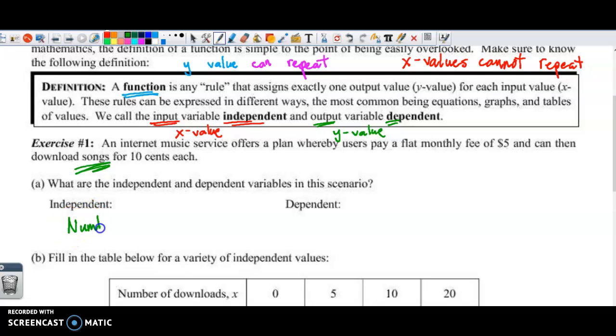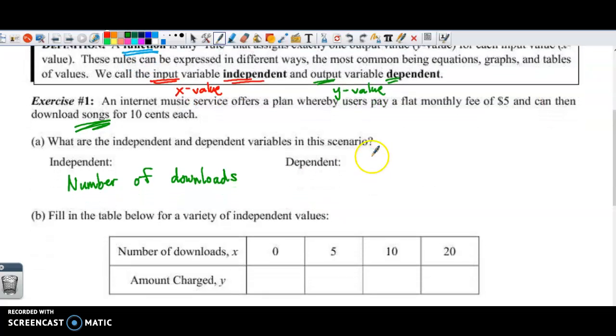So the phrase that they use is number of downloads. If you look a little bit further down on your sheet, you can see that the number of downloads is the x variable. And that kind of gives away the next answer as well, as the dependent variable would be the amount charged.